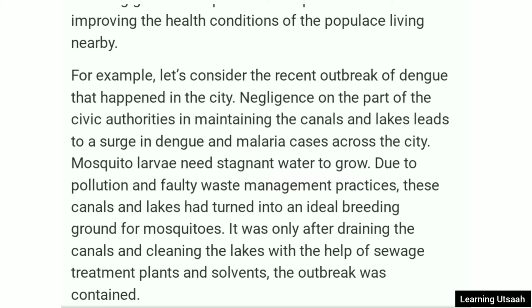Due to pollution and faulty waste management practices, these canals and lakes had turned into an ideal breeding ground for mosquitoes. It was only after draining the canals and cleaning the lakes with the help of sewage treatment plants and solvents that the outbreak was contained.